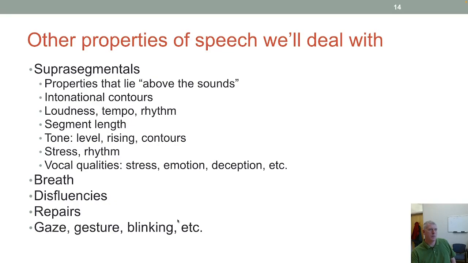Other properties of speech that we'll deal with are suprasegmentals. If the segments are the sounds themselves, supra are the features of language that are above those sounds or segments. Like intonation contours, loudness, tempo and rhythm, segment length, and tone, in tonal languages that have rising or falling tones that change the meaning of words. Also stress and rhythm, and vocal qualities like emotion, deception, like the tone of a voice.